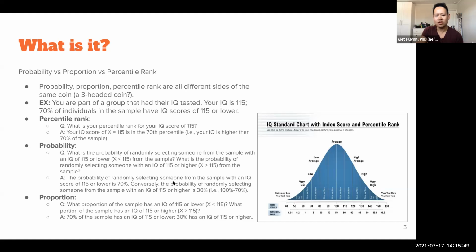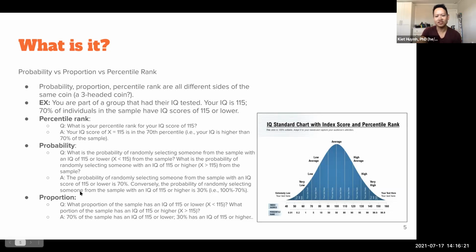So the probability of selecting someone from the sample with an IQ score of 115 or lower is 70%. Very similar to the percentile rank question. You could also ask what's the probability of selecting someone with an IQ score of 115 or higher from the sample. If 70% had a score of 115 or lower, then obviously the other 30% are going to have an IQ score of 115 or higher. So just subtract 70% from 100% and you get 30%.